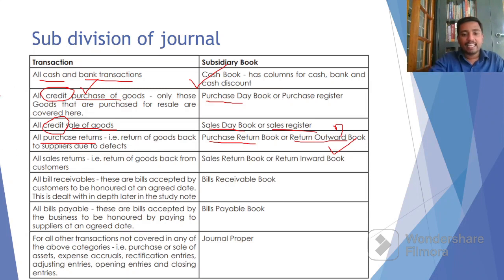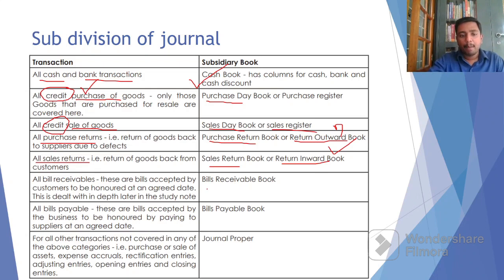Next is the sales return book or the return inwards book. Sales return here means we sold goods to the customer, and the customer found that it is defective, or insufficient, or not appropriate to our sample, so the customer returns the goods to us. That is also known as the return inwards book. Here the goods are coming into the business, that is why it is known as return inwards. So all sales returns are recorded in the return inwards book.